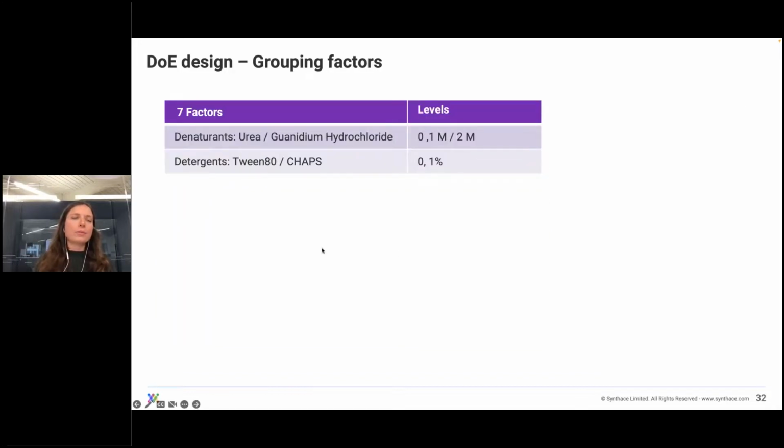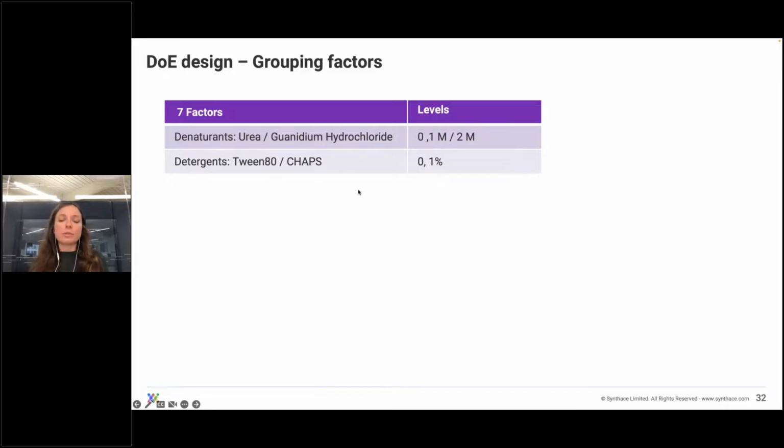And so going back to the groupings, I would like to just highlight this once more. You might have noticed that I've assigned two different additives to a group called denaturants and another two additives to the group of detergents. And the reason why I've done that is that it probably doesn't make sense to include both of these in the wash buffer at the same time, since their mode of action is likely very similar.